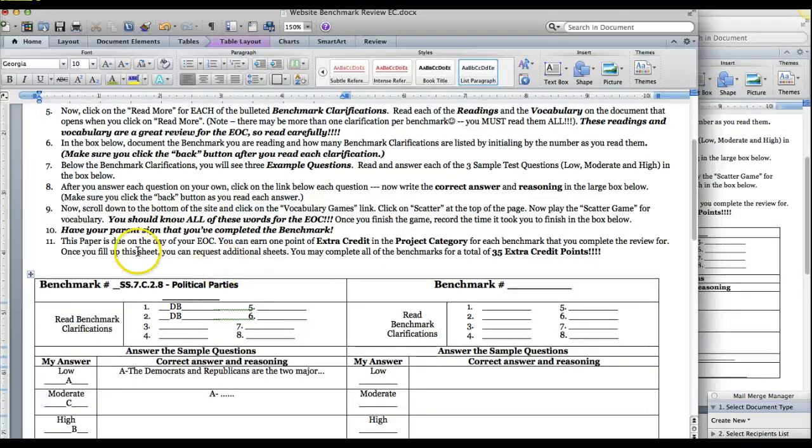Now, it says this paper is due on the day of your EOC. We take our EOCs on different days, so don't worry about that. Just get it to me before you take your EOC, like the day before. Send it to me so I can give you your extra credit points, and you will be good to go, and you will ace that test.